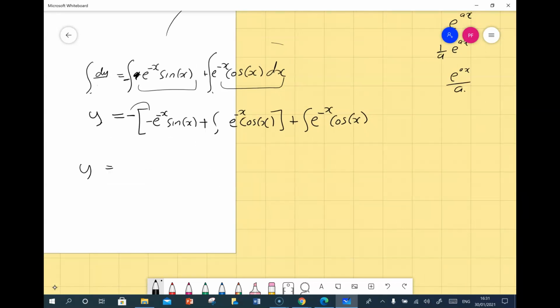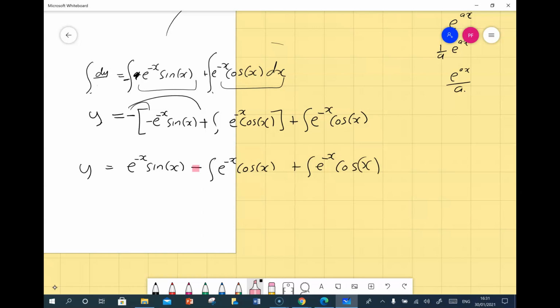So I've got minus minus here, which gives me a plus: e to the power of minus x sine of x. And the minus here gives me another minus: minus the integral of e to the power of minus x cos of x. Then I've got plus the integral of e to the power of minus x cos of x. So it finishes nice and quickly: minus one of the integral plus one of the integral cancel each other out. So my integral is simply e to the minus x times sine of x plus c.